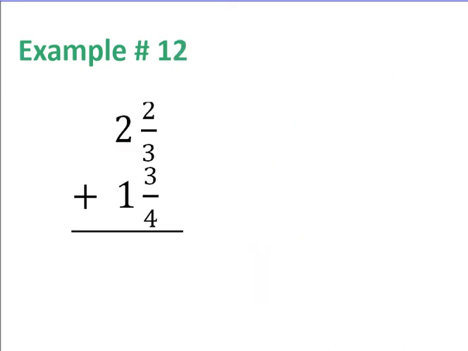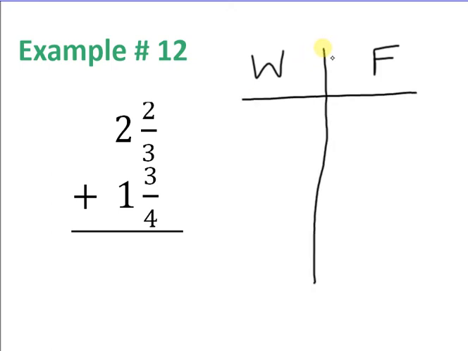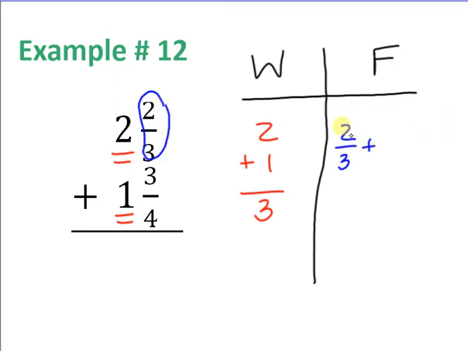All right, let's try this guy here. Make my WF chart. Oops, I wanted to do that in black. The WF chart is just very helpful in terms of organizing information. Here's a 2, here's a 1. 2 plus 1 is 3. Now I'm going to grab my fractions. Here's 2 over 3 plus 3 over 4. So I do not have common denominators.